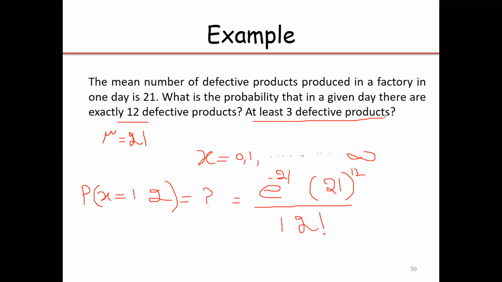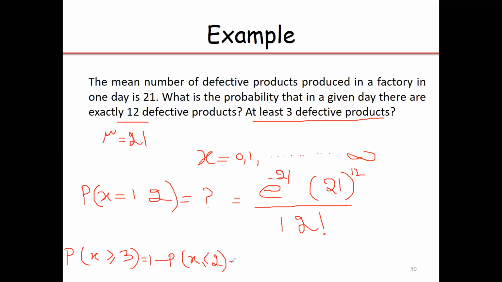In part B, you have to calculate at least 3 defective products. At least 3 defective products means it is either 3 or more than 3. But we cannot calculate more than 3, because more than 3 means what? 3 or 4 or 5 or 6 or up to infinity. So we cannot add up to infinity. So we have to convert it into 1 minus probability x is less than 3, or we can say less than or equal to 2.